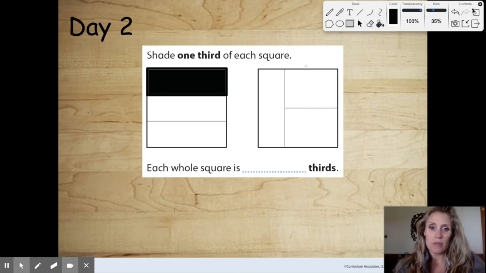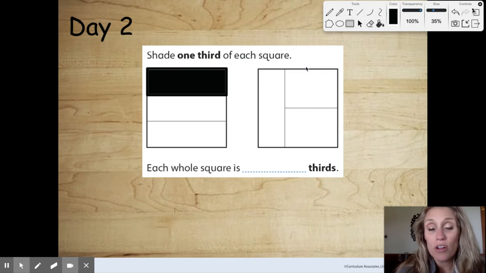Now the next square looks a little different. So take another minute. If you're at home, maybe pause this and see if you can draw what you would think 1/3 of that would look like. I'm looking at it here. There are a couple different ways I could do it, because there are still 3 sections of this square, and I still only need to shade one of them.